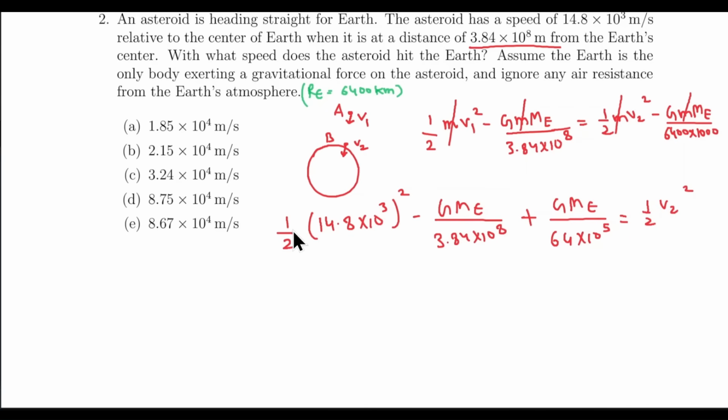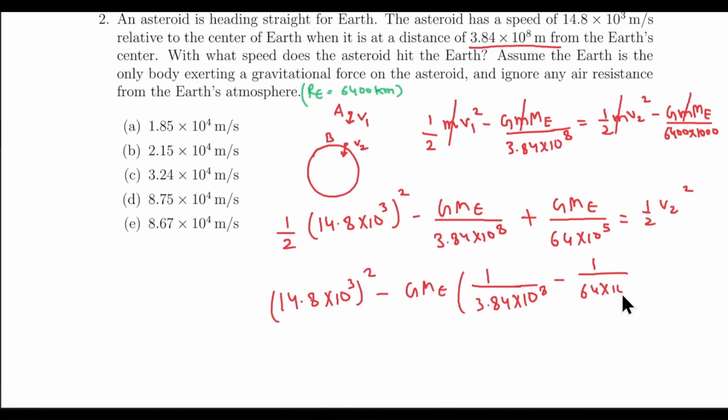When we multiply by 2, the 2 times 1 half is gone, so I'm just left with 14.8 times 10 to the 3 squared, minus G M_E times 1 over 3.84 times 10 to the 8 minus 1 over 64 times 10 to the 5, is equal to V2 squared. The mass of the Earth will also be a part of the question, which is 6 times 10 to the 24 kilograms. So don't worry, you can use it. And let's plug in everything in Desmos. Sorry, I forgot there should be a 2 over here because we multiplied 2 on both the sides. So don't forget that this is a 2.